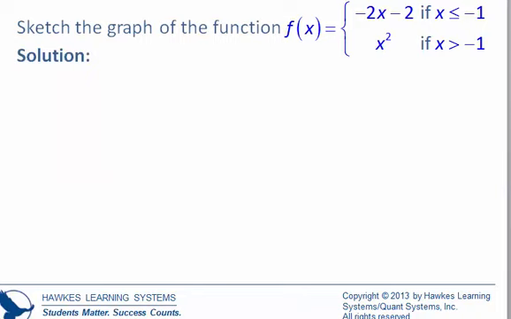So let's try an example. Sketch the graph of the function f of x is equal to, and we have 2 rules. The first rule says negative 2x minus 2 if x is less than or equal to negative 1, and x squared if x is greater than negative 1. And so let's consider our solution.